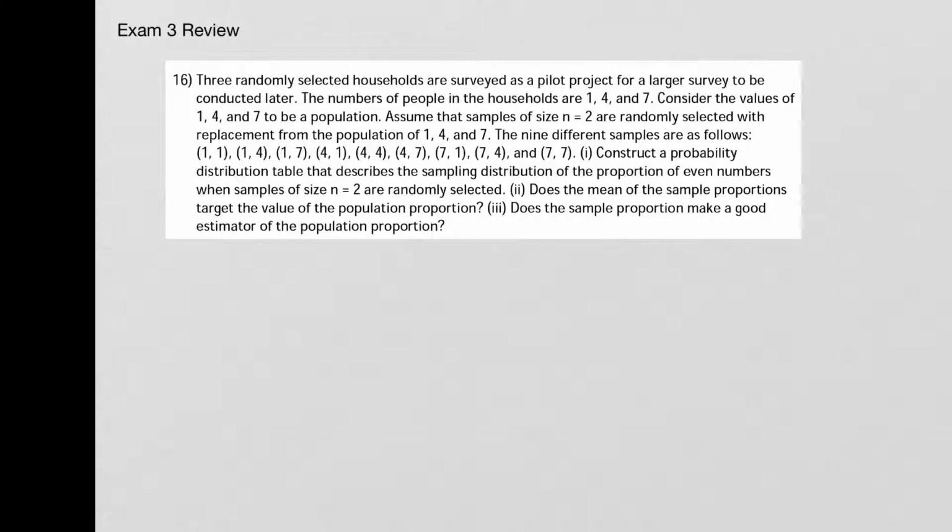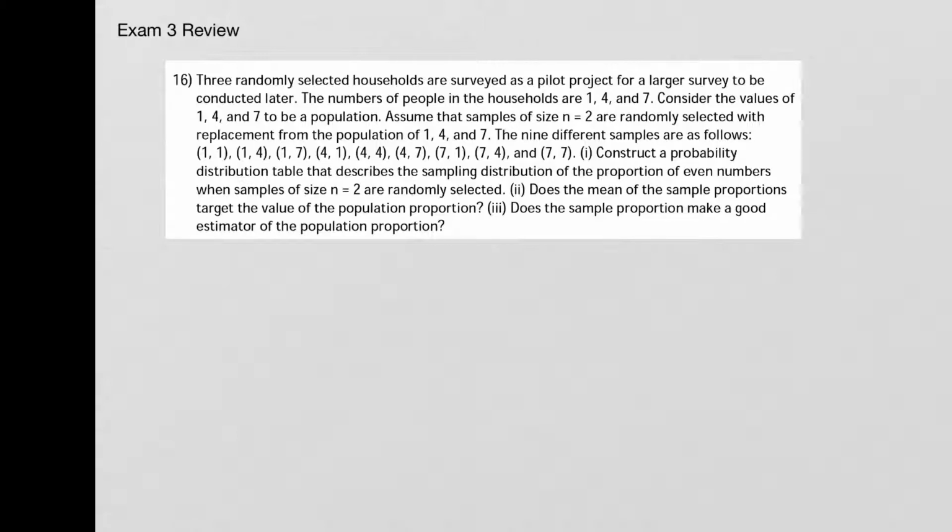So we can easily list all the possible samples since we have such a small population. And they give you the list of the 9 different samples. So we've got 1, 1, 1, 4, etc. First, we want to construct a probability distribution table that describes the sampling distribution of the proportion of even numbers when samples of size n equals 2 are randomly selected.